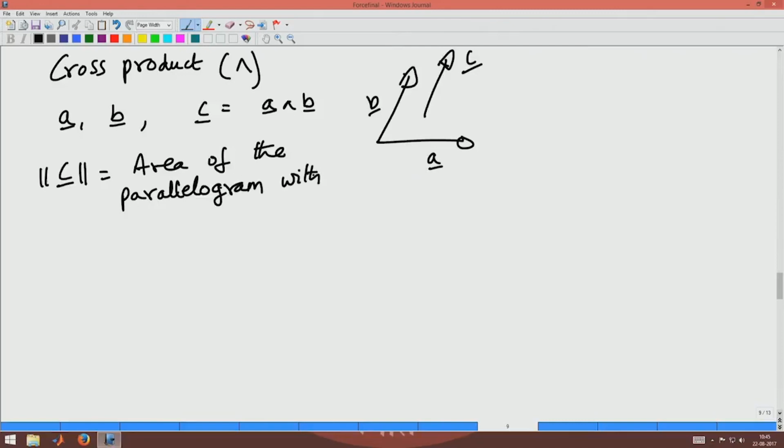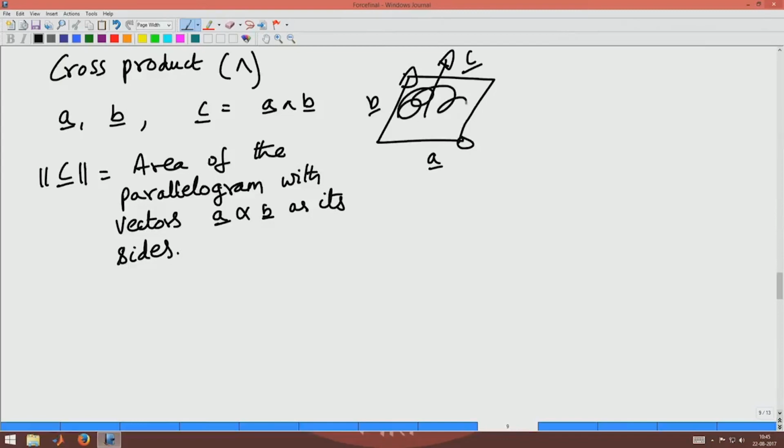with vectors A and B as its sides. That is, I complete this parallelogram. This area denotes the magnitude of C. So, that is what a cross product does.